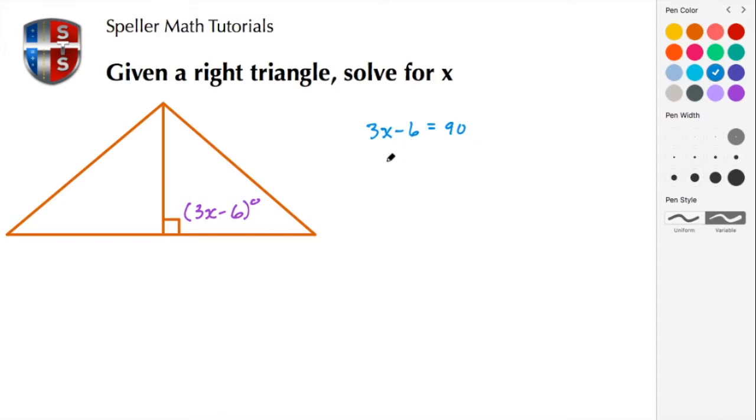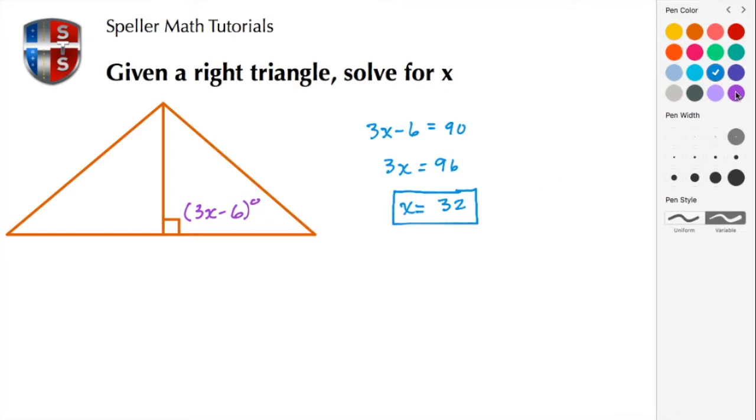So we begin by adding 6 to both sides. So we have 3x is equal to, 90 plus 6 gives us 96. Then we're going to divide both sides by 3, leaving us with just an x. So 3 goes into 9 3 times, and 3 goes into 6 2 times. So here we see the value of x is 32.